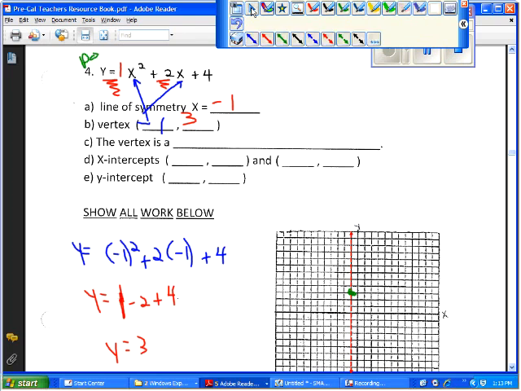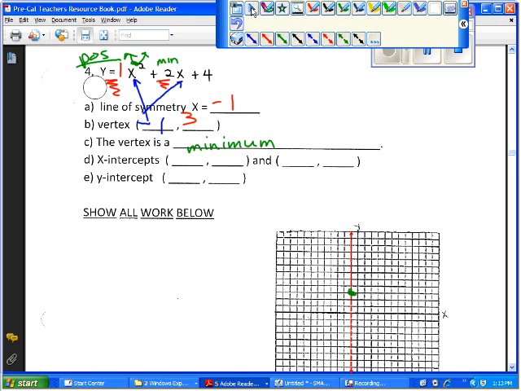a is positive, therefore it opens up. Therefore the vertex is a minimum. Very good. Okay.